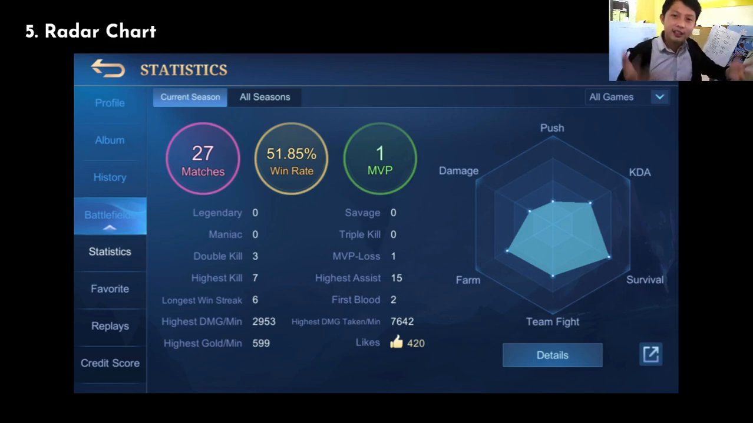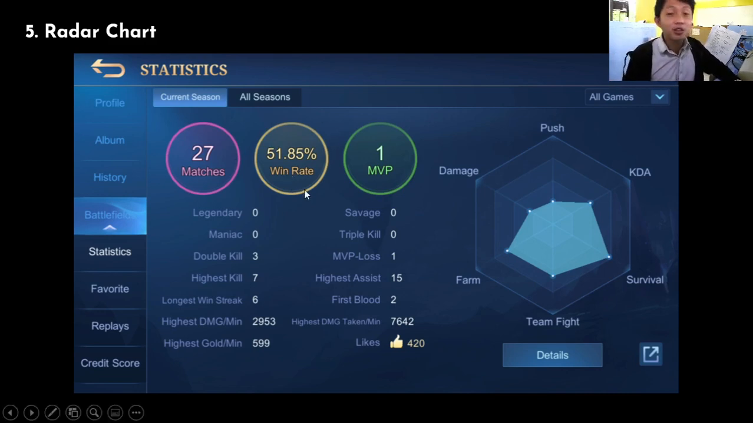So, for example, sa game, hindi naman talaga lagi push, no? Meron din tayong mga farmer, meron tayong yung mga assassin natin, yung mga team fight, okay. So, dito nyo makikita yung characteristic mo, yung paano ka maglaro, okay. So, ito yung radar chart ng akin. So, mapansin nyo, meron akong 27 matches, so win rate ko is 51.85%. So, ibig sabihin kapag kalaro mo ako, 50-50 chance, but 51% is mananalo tayo, ganun.